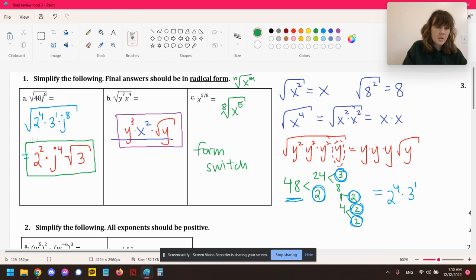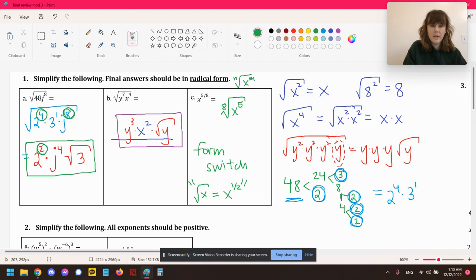Another way people are doing this is that they notice the form switch. The form switch for the square root of x is x to the power of 1/2. That's a fun fact. And you'll notice that the original exponent divided by 2 is the ending exponent.